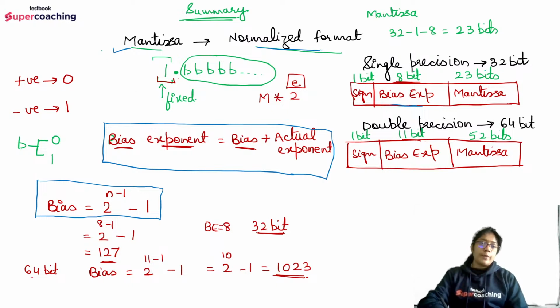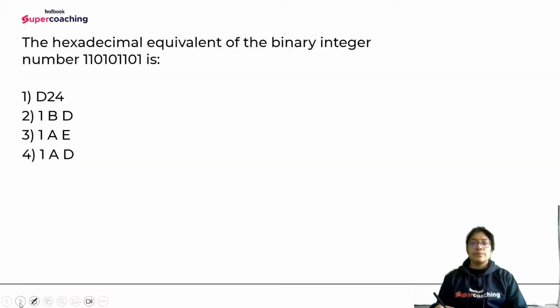तो दो चीजों पे आपको ध्यान देना है, एक biased exponent और दूसरा mantissa. कोई doubt, कोई confusion? If no, then let's move on to the next question.